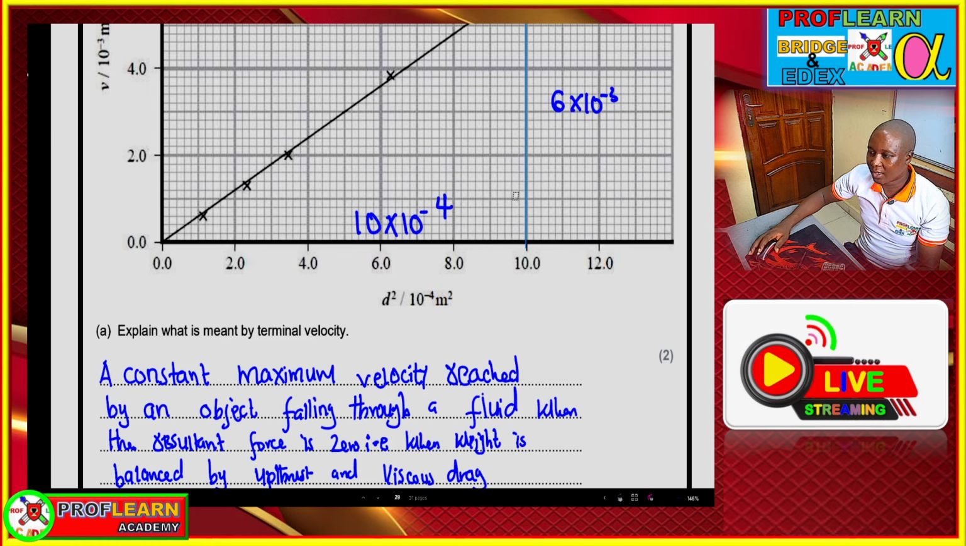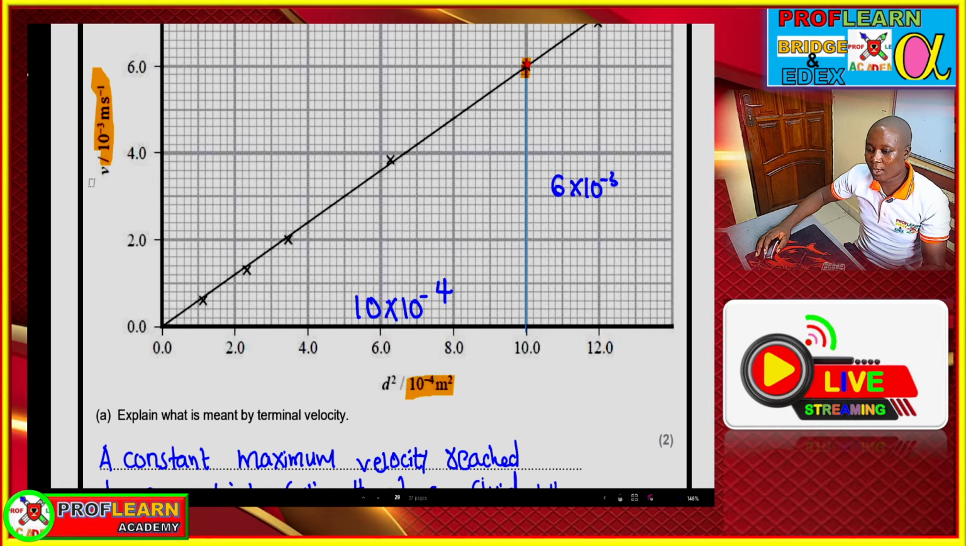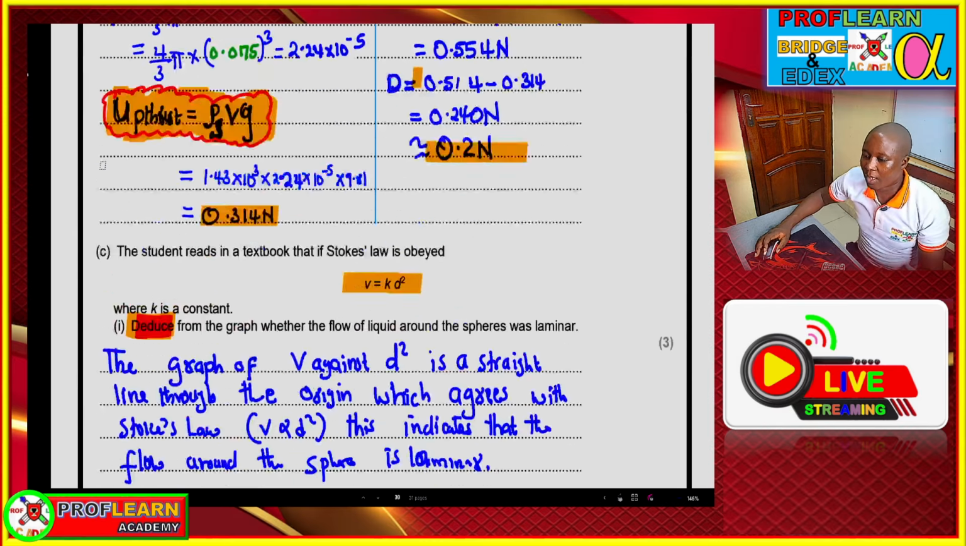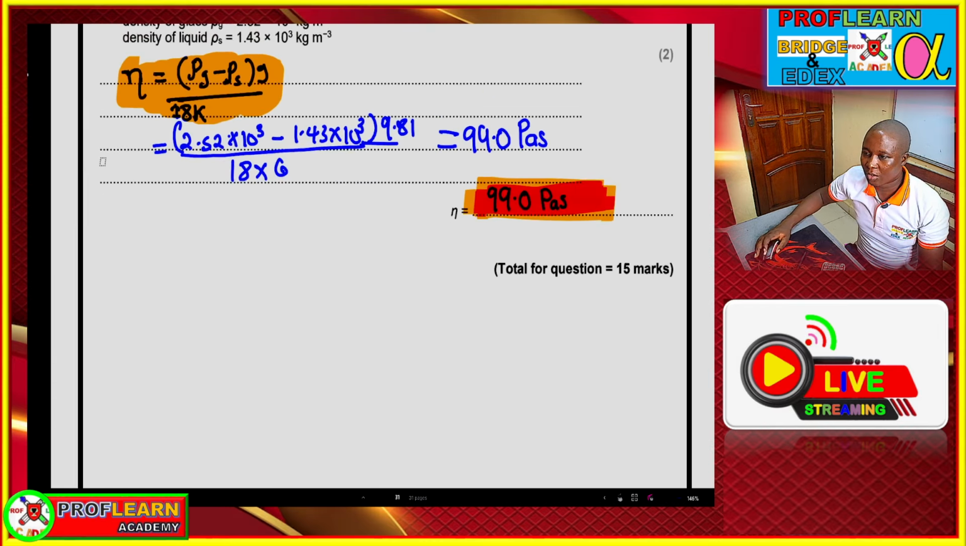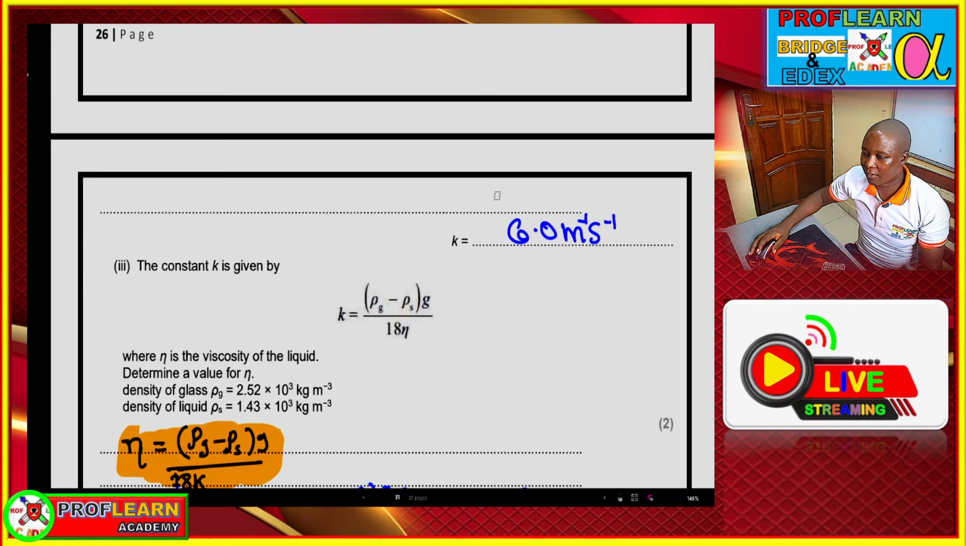So I worked out the gradient, because gradient is rise over run. Don't forget these quantities that are usually on the graph, guys. This is where students get it messy. It gets messy when your eyes are not wide open. So when you work out the gradient, you are going to get 6.0, and that is the value of k that we were being asked.